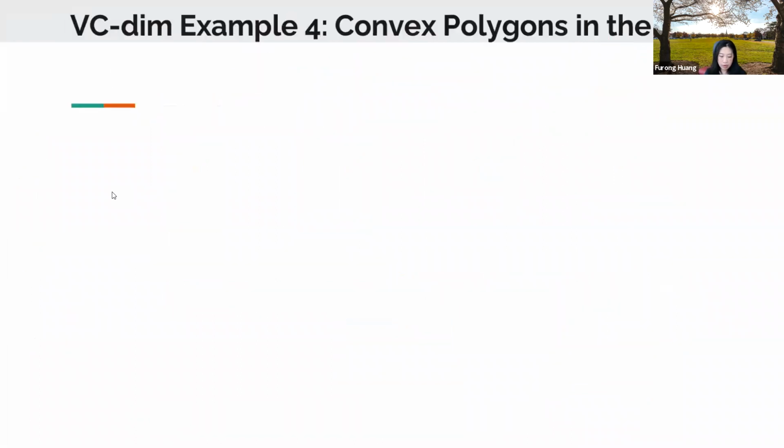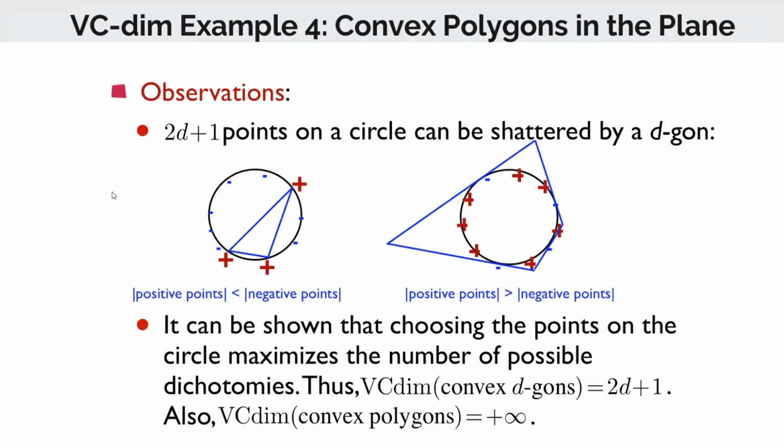All right, so now the 4th example is the convex polygons in the plane. Now, this one is a little bit tricky. The observation basically is that if you have 2D plus 1 points on a circle, then it will be shattered by a D-gon. Looking at these 2 examples, you'll see why.